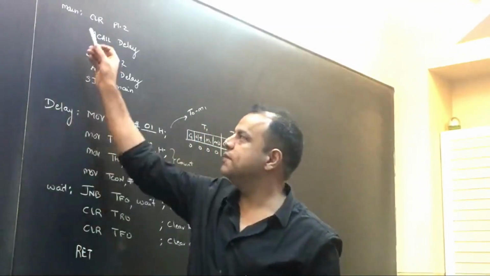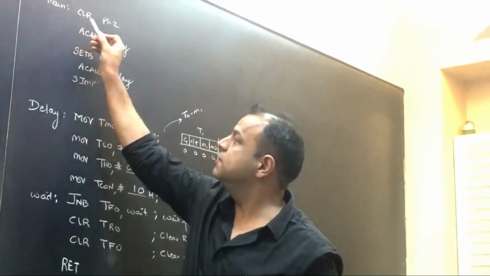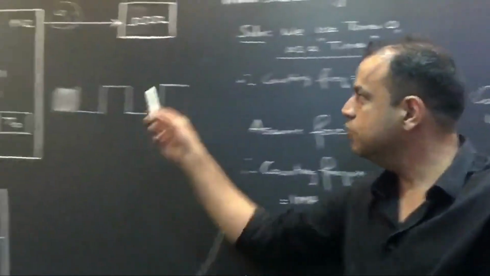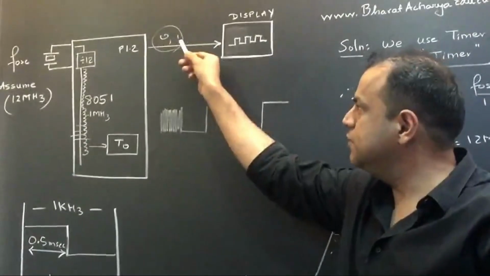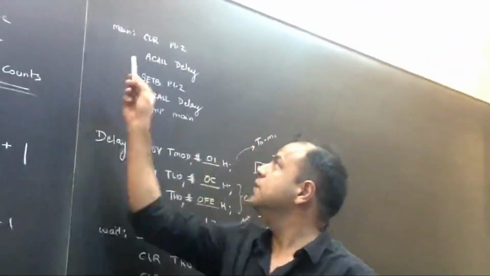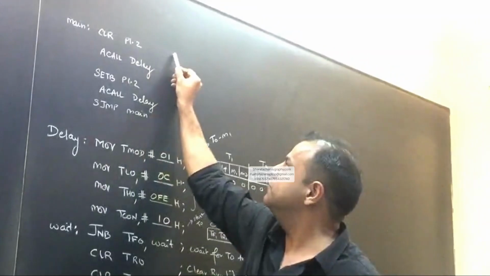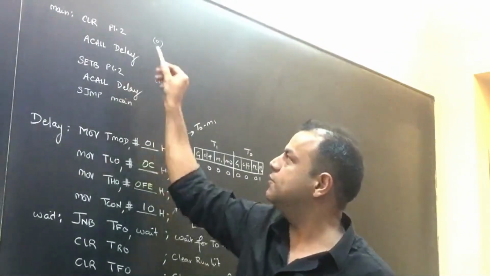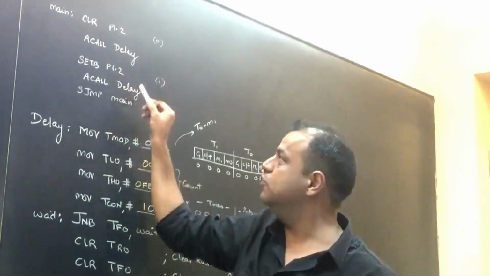Now here is your program. Your main program is very simple. As I said, what do we need to do? To produce a square wave, send a 0, send a 1, put it in a loop. So that's what we're going to do. Clear P1.2, that means you're sending a 0. Set B P1.2, that means you're sending a 1.